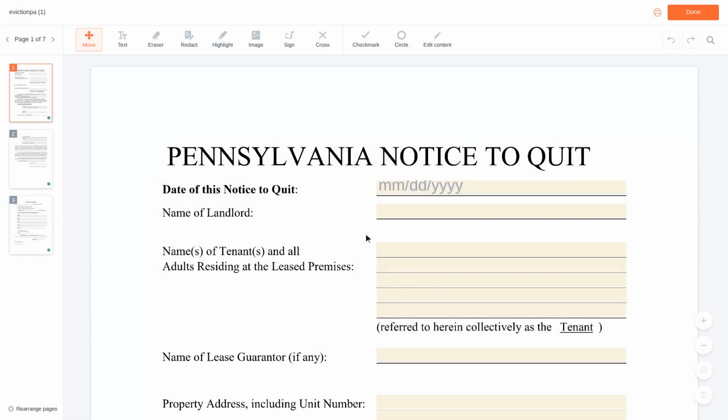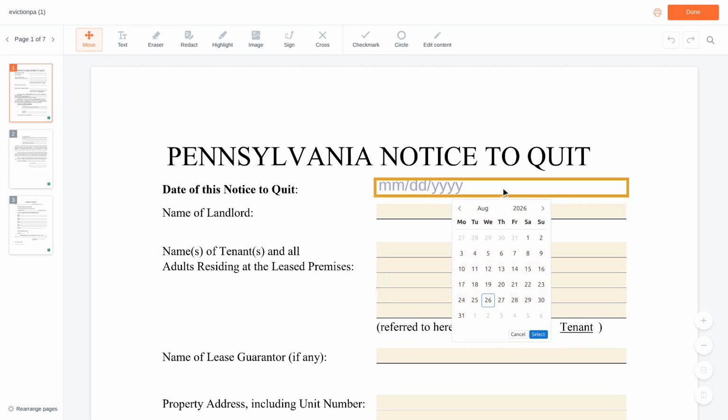Let's fill out the Pennsylvania Eviction Notice together, the written notice a landlord serves before an eviction case can begin, and check what the state asks of it as we go. Start at the top with the date of this notice. Then the landlord's name, in our example Anna Baker, and the tenant's, here Ben Carter.